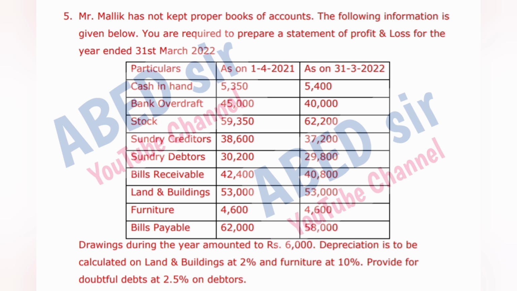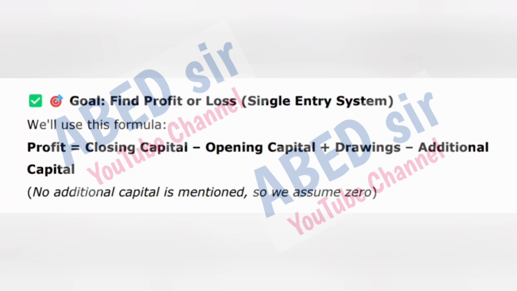Drawings during the year amounted to 6,000 rupees. Depreciation is to be calculated on land and buildings at 2% and furniture at 10%. Provide for doubtful debts at 2.5% on debtors. Goal: find profit or loss.